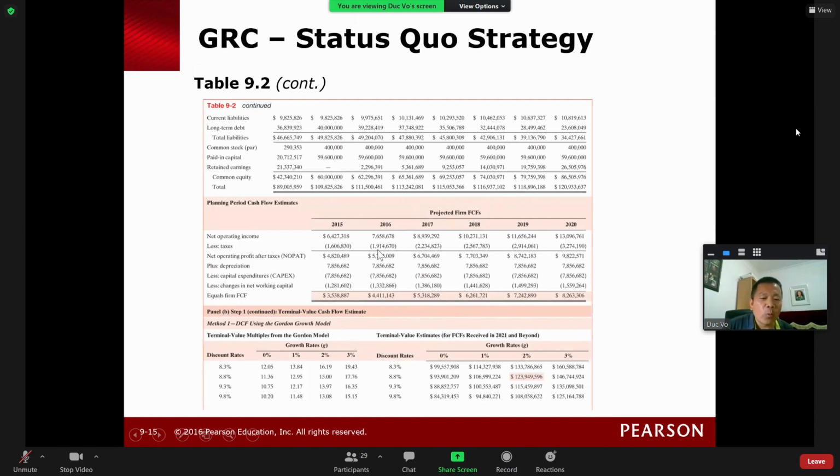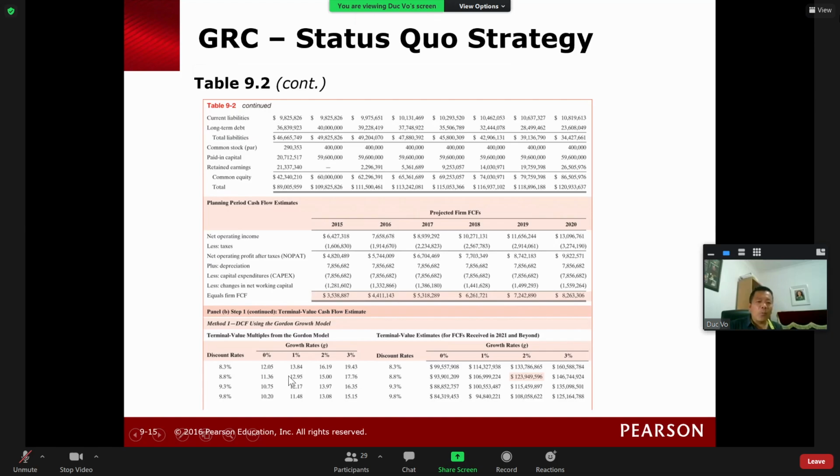And again, a quick reminder: if you want to work out the projected free cash flow, you start with EBIT or the net operating income. Net operating income means the EBIT. You minus tax, you go to NOPAT, you add depreciation, you minus CapEx, you minus the change in net working capital, and you go to the firm free cash flow here. So that is the way you work out the firm free cash flow, right?